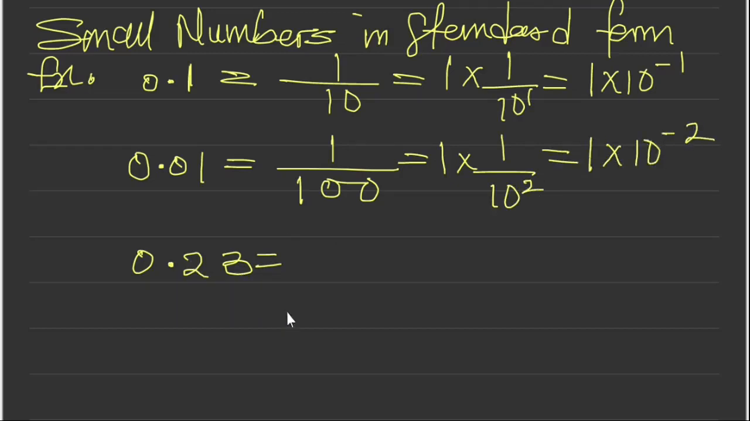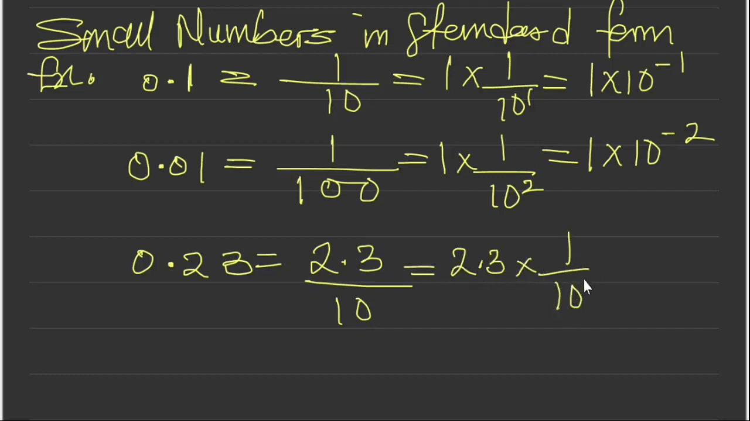So when you have this, it can be written as, since what we need is 2 point something, we have 2.3. We only shift the point by one place, so it is over 10. Which is the same thing as 2.3 times 1 over 10 raised to the power 1, which is equal to 2.3 times 10 to the power minus 1. So this is how we change the small number to standard form.